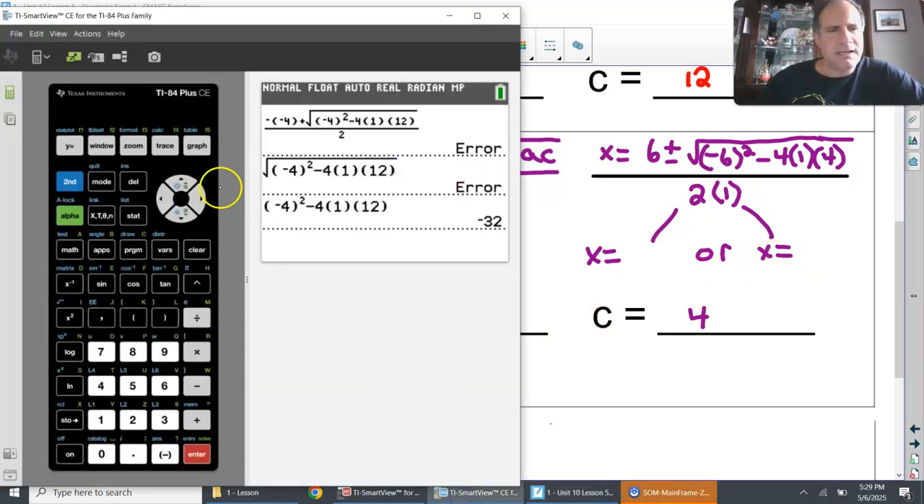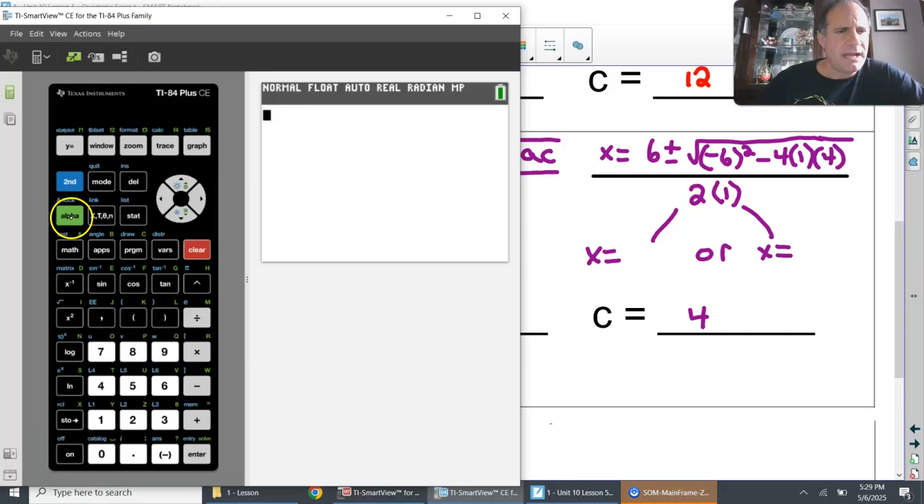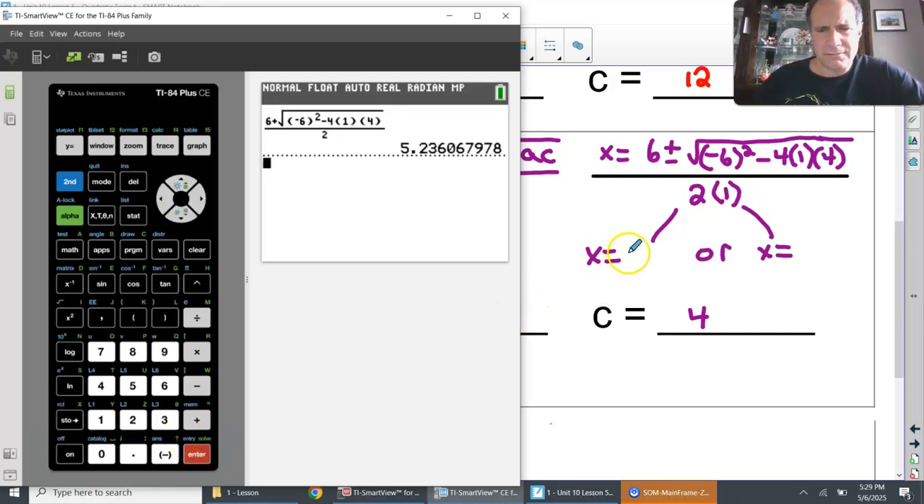So let's bring the calculator back up. We're just going to go alpha x because we get the fraction going. It's 6 plus. This first time I'm going to do the addition part of it. The negative 6 squared minus 4 times 1 times 4 all over 2. Pretty easy to type in. That is going to be rounded to the nearest hundredth. So it's 5.24.